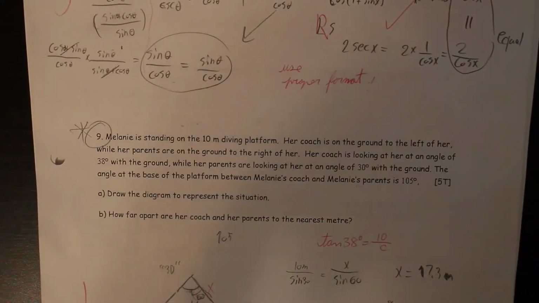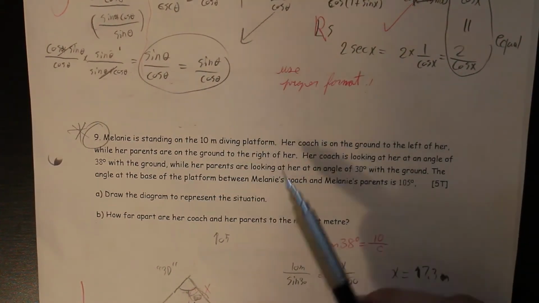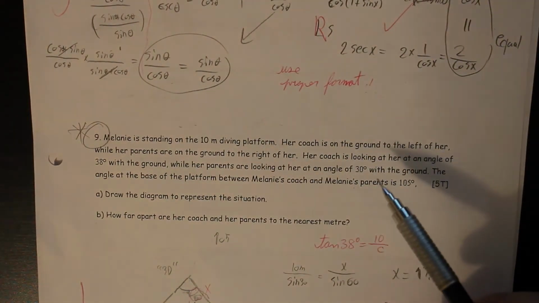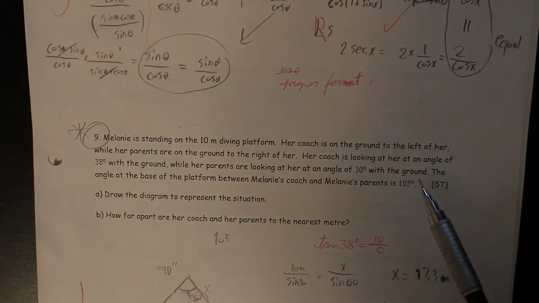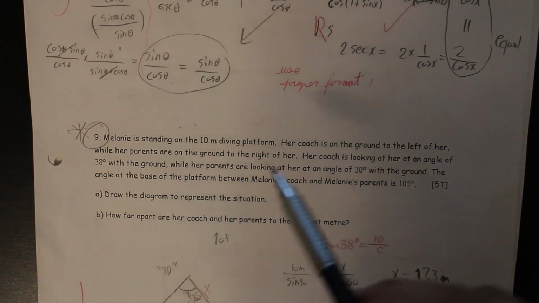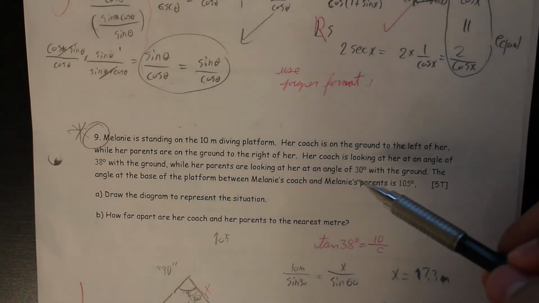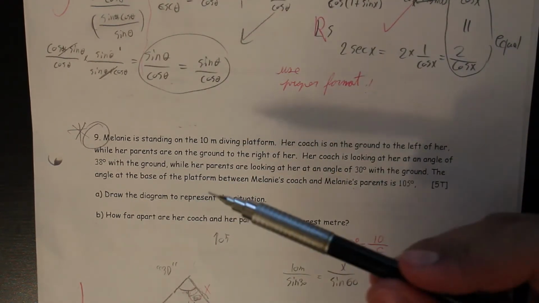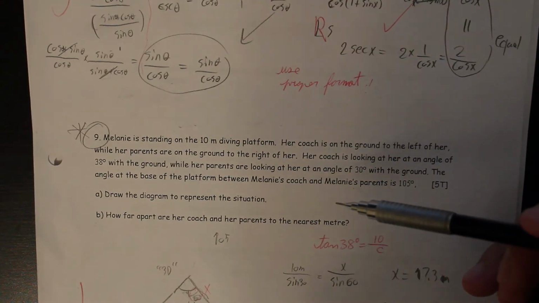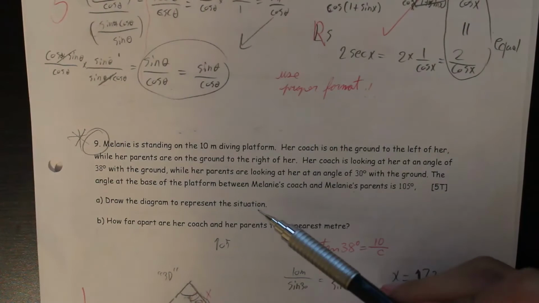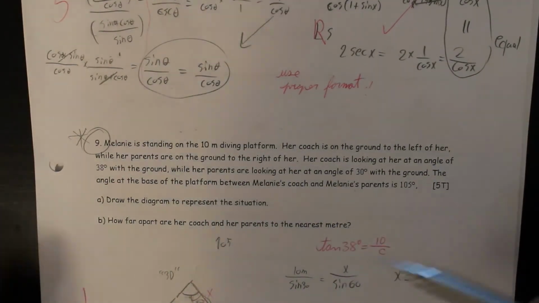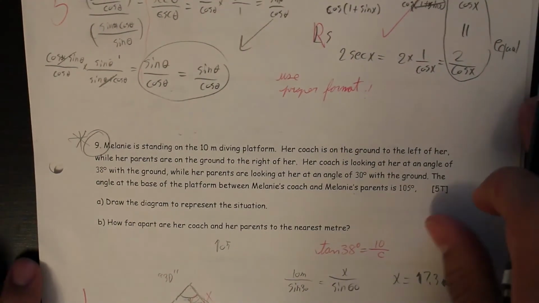So it reads, Melanie is standing on the 10-meter diving platform. Her coach is on the ground to the left of her, while her parents are on the ground to the right of her. Her coach is looking at her at an angle of 38 degrees with the ground, while her parents are looking at her at an angle of 30 degrees with the ground. The angle at the base of the platform between Melanie's coach and Melanie's parents is 105 degrees. So A, draw the diagram to represent the solution. B, how far apart are her coach and her parents to the nearest meter?